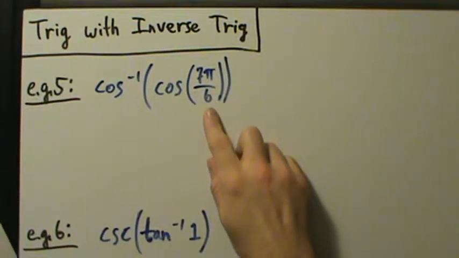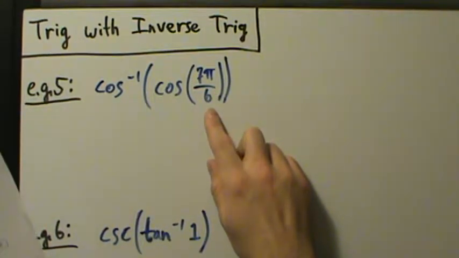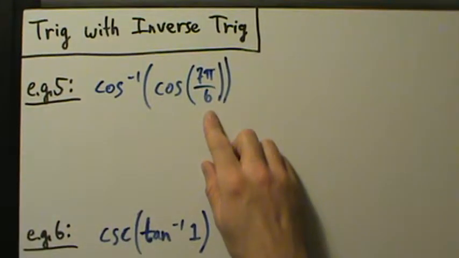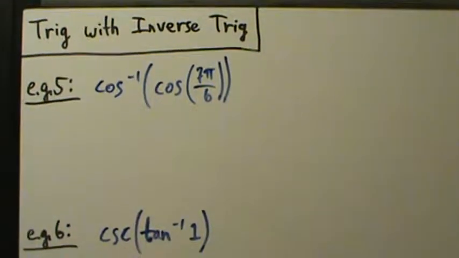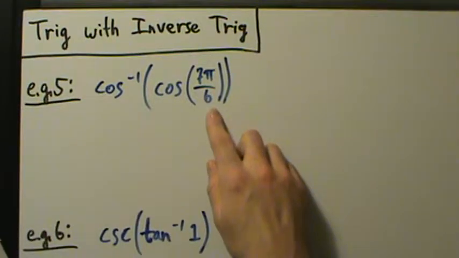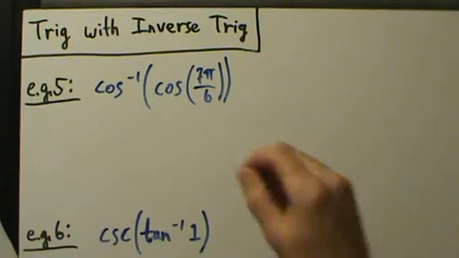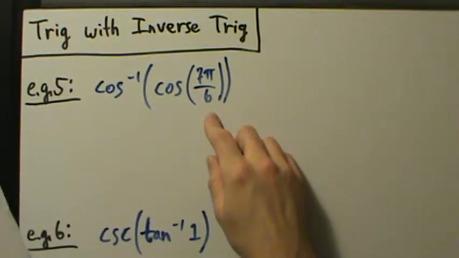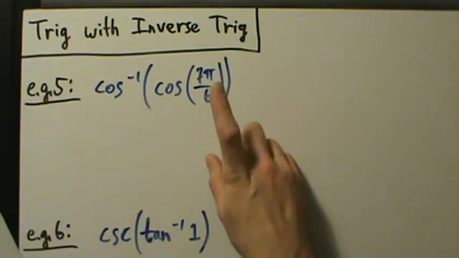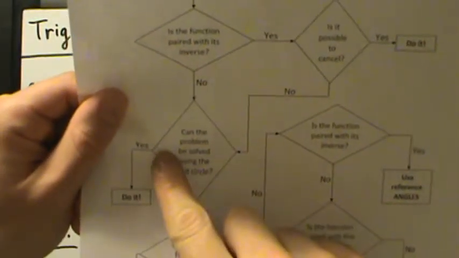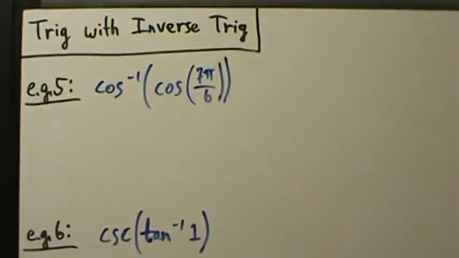Yeah, 7 pi over 6, that's one of the nice angles on the unit circle, right? If we pull out a unit circle and check it out, we'll see that 7 pi over 6 is one of our nice angles in the third quadrant. So since this is a nice angle on the unit circle and not some crazy goofy other number like 3.2 or whatever, yes, we can actually solve this with a unit circle. So then go ahead and do it.